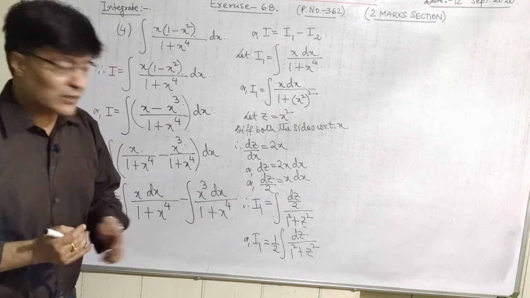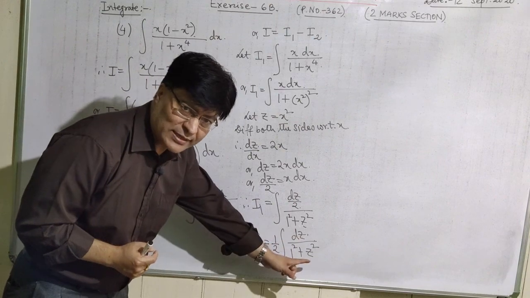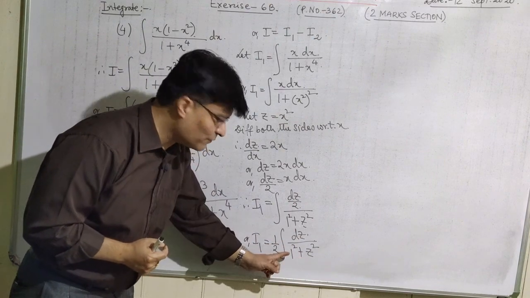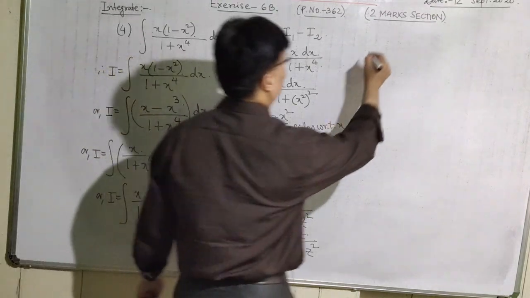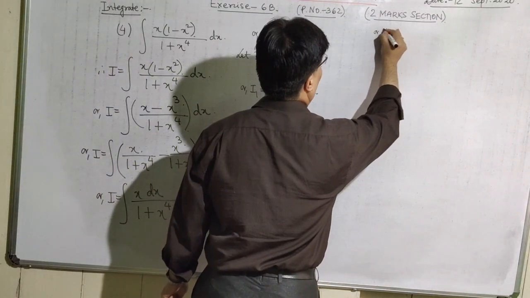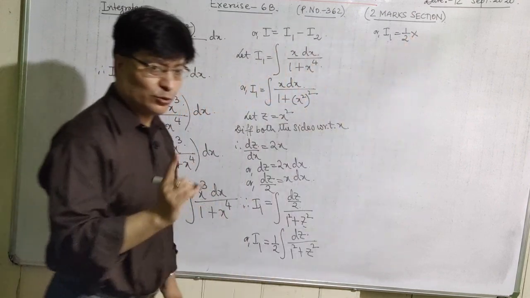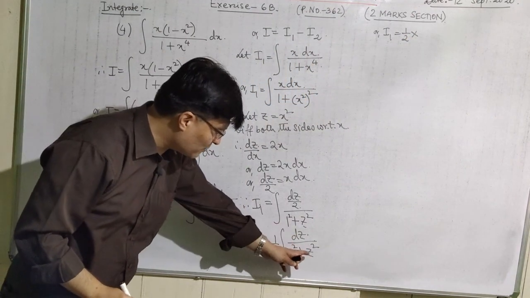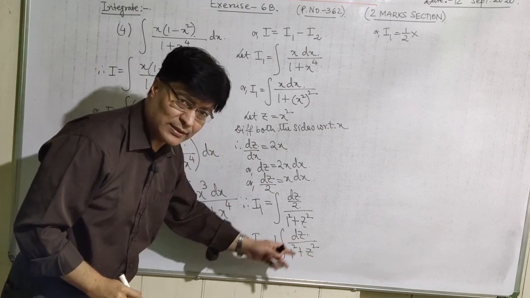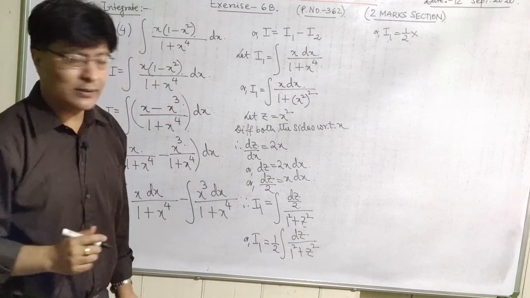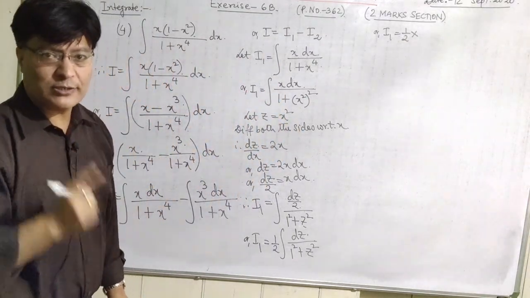Now this is the standard form. This is x square plus a square. Instead of x there is z, and instead of a there is 1. This is the first standard form. So what is the formula? I1 is equal to half, the constant, you have to write half into dx divided by x square plus a square form. Instead of x there is z, and instead of a there is 1. What is the formula? 1 upon a tan inverse x upon a.